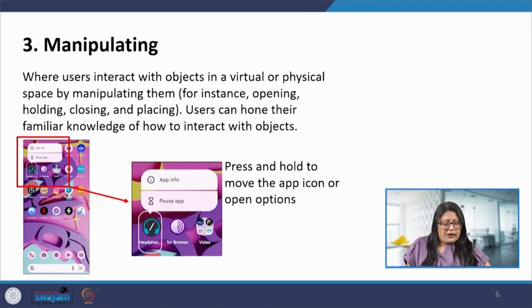Another way is manipulating, where the users interact with objects in a virtual or a physical space by manipulating them. For example, opening, holding, closing, placing, all these kinds of activities, and users can improve their knowledge of how to interact with the objects. On our mobile phone, for example, when the screen is all filled up and we want to combine similar activities, we hold them and place them in a folder. So the user gets the flexibility to manipulate the interface that they are interacting with.